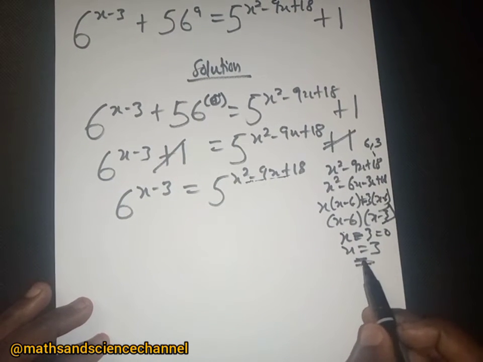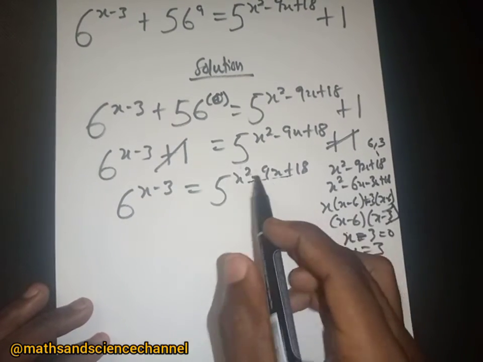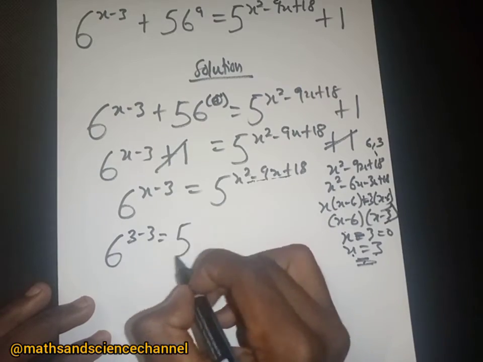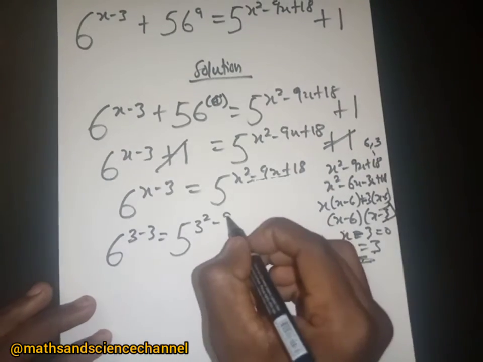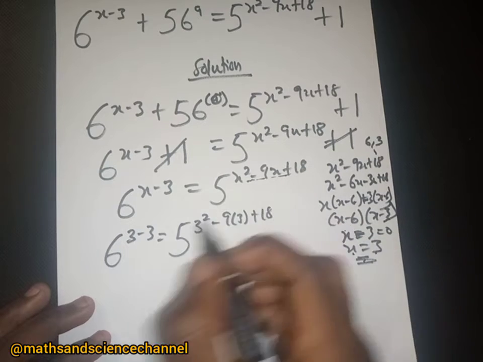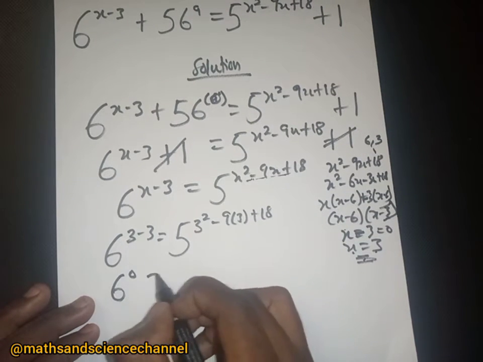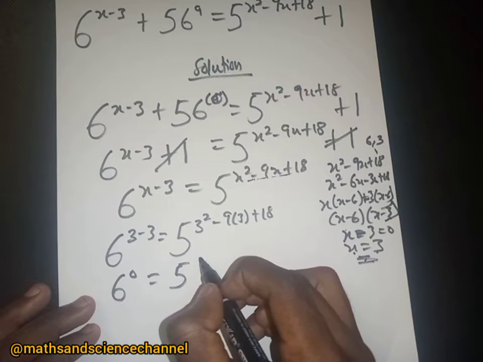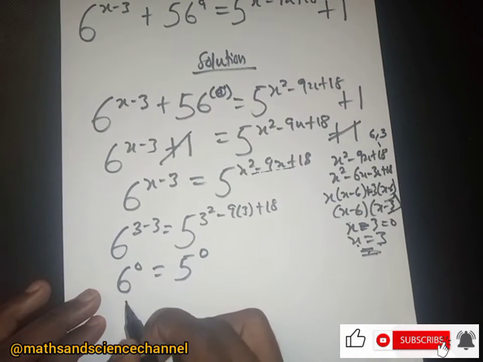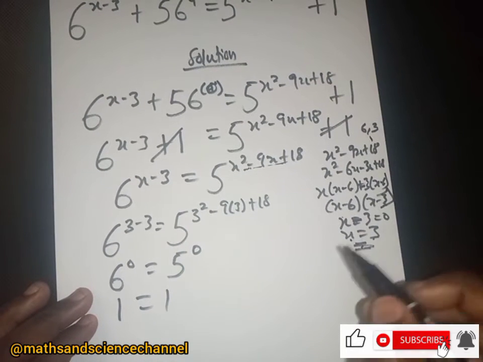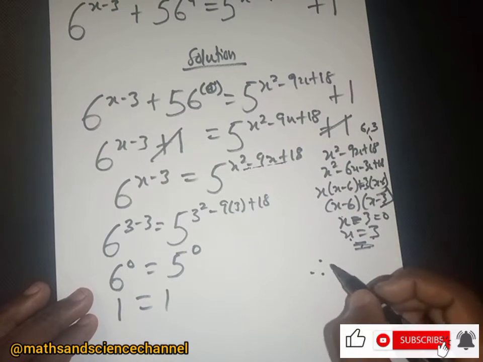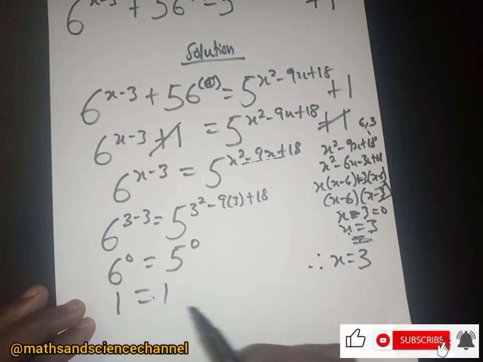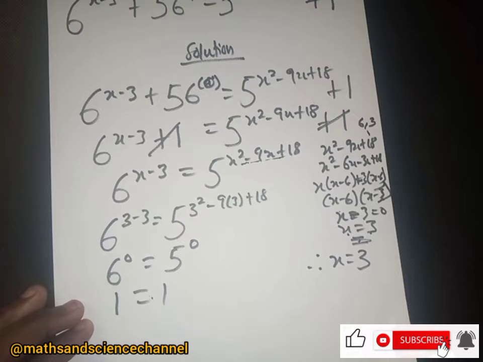Now when we substitute x equal to 3 into the exponent here, let's see what will happen. We have 3 minus 3 here, then we have 5 exponent 3 squared minus 9 multiplied by 3 plus 18, then we have 6 exponent 0. When we compute this whole thing, we should get 0 here, then we have 1 equal to 1, right? So this tells us that one of the values of x should be 3. Now let's check whether we can find other values of x.